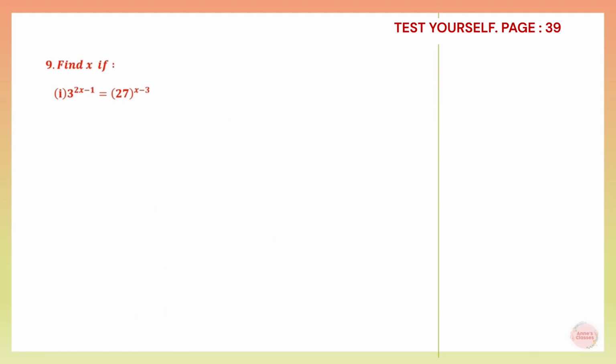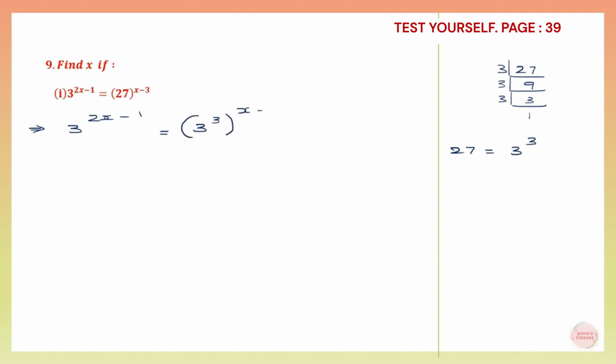Question 9. Find x if 3 raised to the power of 2x minus 1 is equal to 27 raised to the power of x minus 3. So here what we are going to do is write this first one as it is, 3 raised to the power of 2x minus 1, and here 27. Let's find the prime factors of 27. 3 nines are 27, then 3 threes are 9, and then 3 ones are 3. So now we can write 27 as 3 raised to the power of 3, isn't it? So here let's write 3 raised to the power of 3, which is 27, and 27 is raised to the power of x minus 3.